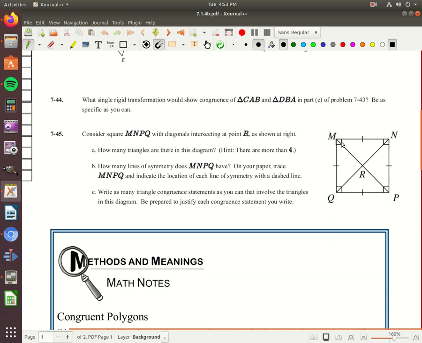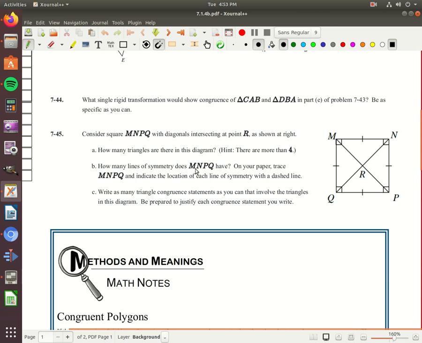All right, and then finally, 745, consider MNPQ, this square, with diagonals intersecting at point R, shown at right. How many triangles are in this diagram? Hint, there's more than 4. Well, there's 1, 2, 3, 4, 5, 6, 7, 8. There's at least 8. I don't know if there's more than that.